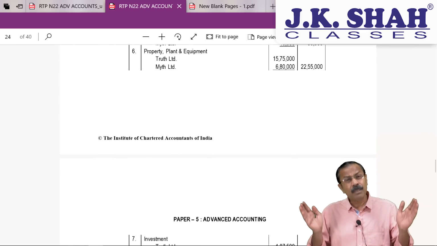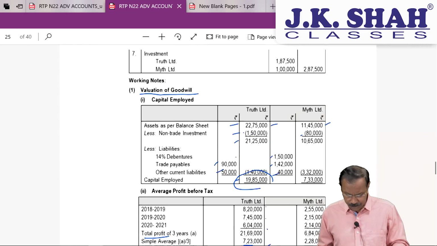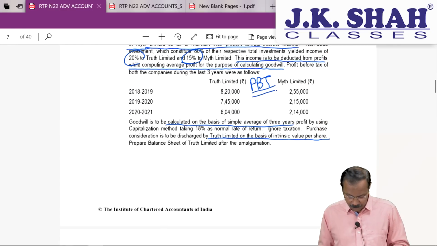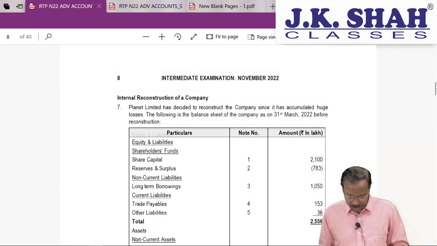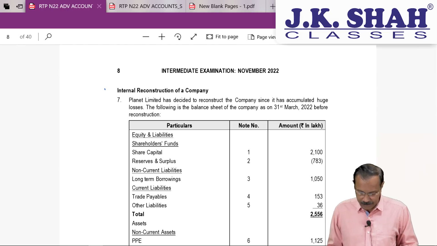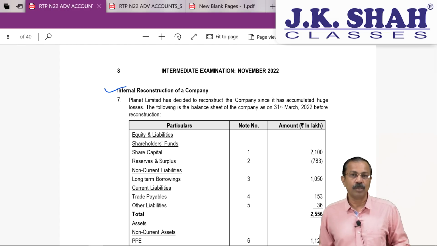Remaining all items you simply add it and you show it in the balance sheet. Remember, that was your amalgamation question. The next question is on the chapter internal reconstruction of company.